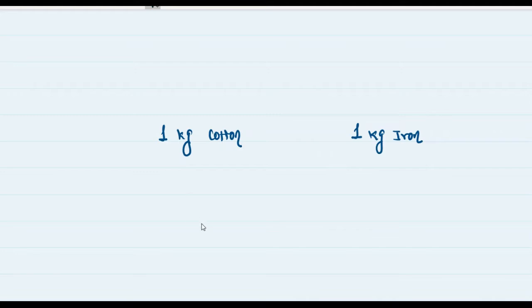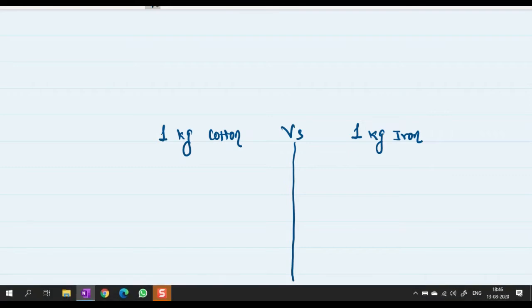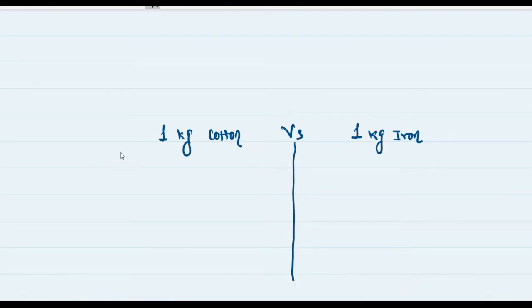Okay, what you need to do in your notebooks right now, you need to draw the shapes of the bag in which there is 1 kg of cotton and 1 kg of iron. Basically, you're trying to estimate the size of the bag in which I can stuff these things. The size of the bag in which I can put 1 kg of cotton versus the size of the bag in which I can put 1 kg of iron. So basically we are going to have a competition between these two, 1 kg of cotton and 1 kg of iron. So your time starts now.